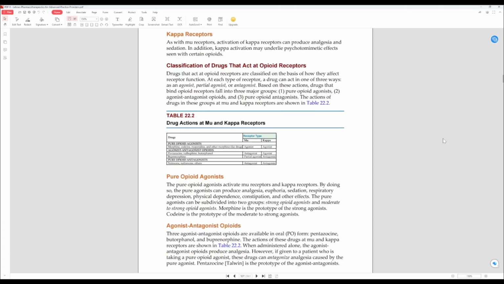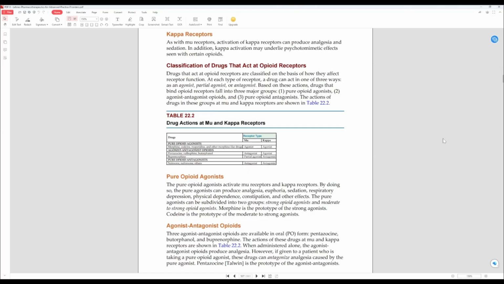The kappa receptors. Similar to the mu receptors, the activation of the kappa receptors can produce analgesia and sedation. In addition, kappa activation may underlie psychotomimetic effects seen with certain opioids.